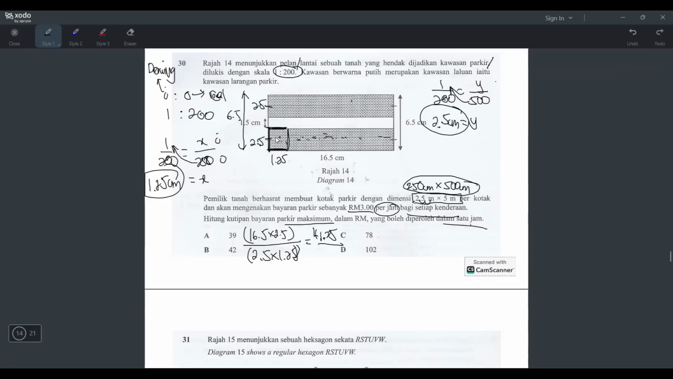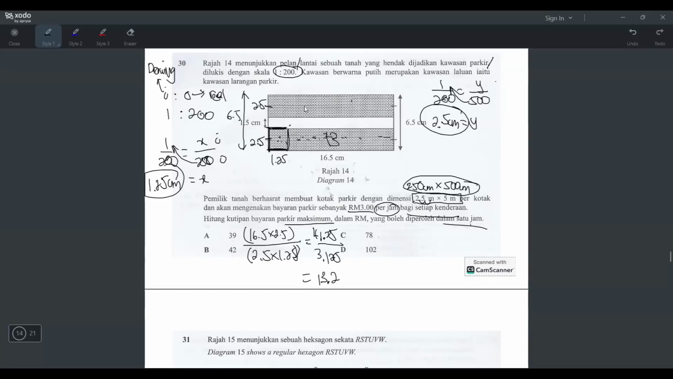Divide with the area of one kotak parking space, 2.5 times 1.25. Okay, this one is 3.125. So now I bahagi lah. I bahagi. So when I bahagi, I get 13.2. So it means that it can fit how many parking space here? How many kotak parking I can fit?